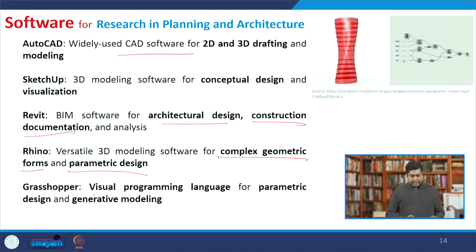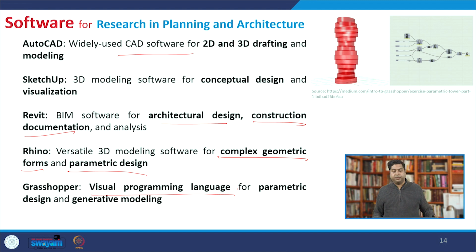Grasshopper is again a visual language for parametric design and generative modeling. In this GIF image, you can see a multi-story building form that has been created with certain functions and activities, and by changing the function, you can alter the form of the building. By changing it, you definitely fix other parameters.